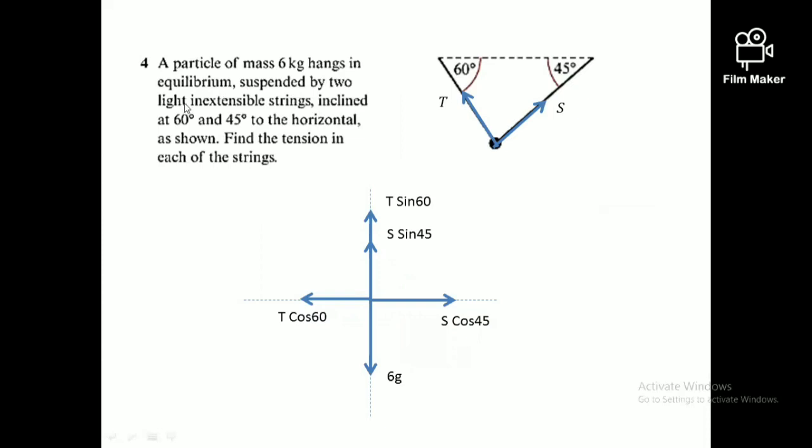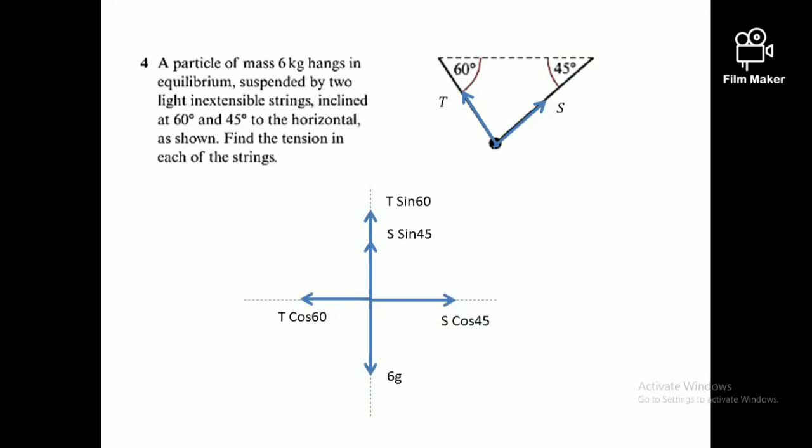The next question is, a particle of mass 6 kilograms hanging in equilibrium, suspended by two light inextensible strings inclined at 60 and 45 degrees to the horizontal. Find the tension in each of the strings. There are two different strings and two different angles. Therefore, you cannot mark the tensions as similar.